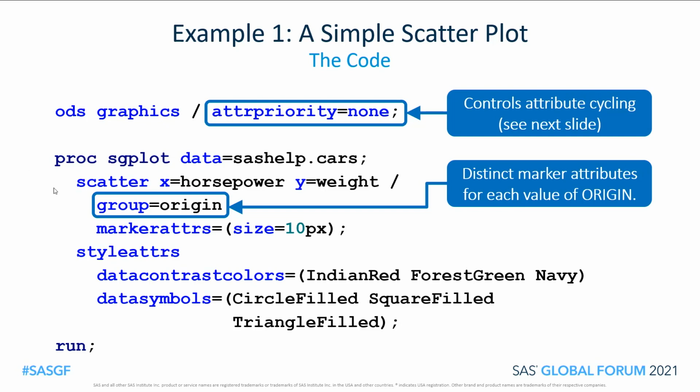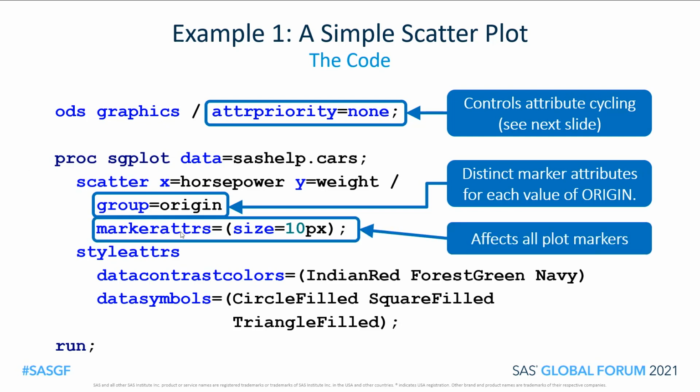And then we've also set MARKERATTRS, that's marker attributes, equals SIZE=10 pixels. That's going to affect all plot markers. So when I use the MARKERATTRS option on one of the plot statements, that affects all plot markers. That's fine, I want them all to be 10 pixels.